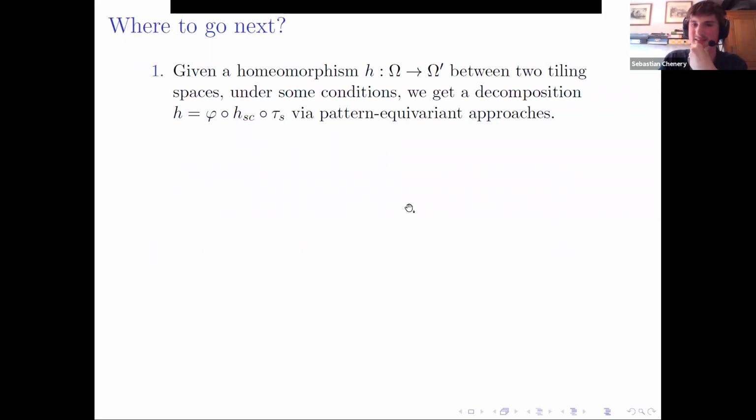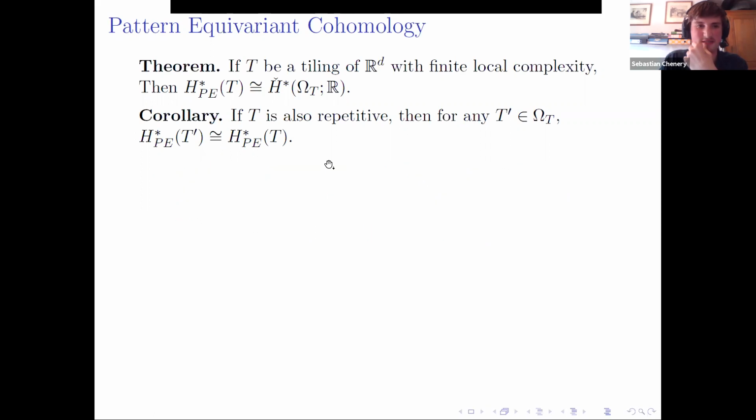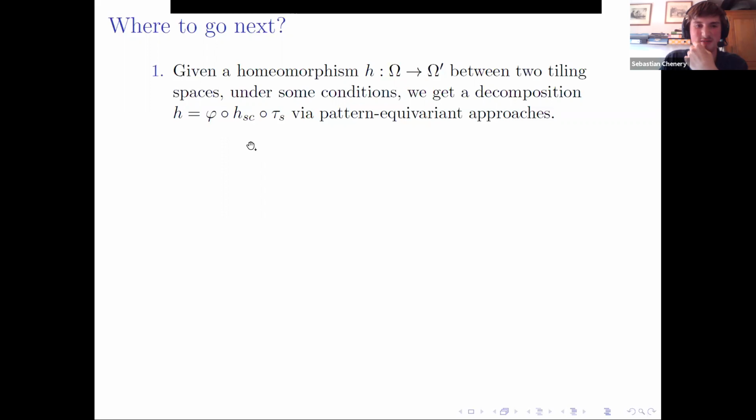So I mean, we're pretty much at the end, except that I'm going to go through a little bit more on where to go next, and then I'm going to give some references for people who might be interested. But yes, given a homeomorphism between two tiling spaces, I omit the T here, and under some conditions we can decompose it. And so this phi is a local derivation, an equivalence in the sense here. It's just a morphism that respects this. And this HSC is a shape change, where I literally just changed the shape of my prototiles going from space to space. And then this tau S is called a quasi-translation, and that's just any translation that is homotopic to the identity. So under certain nice conditions, you have this.